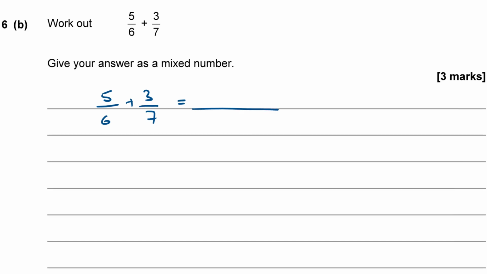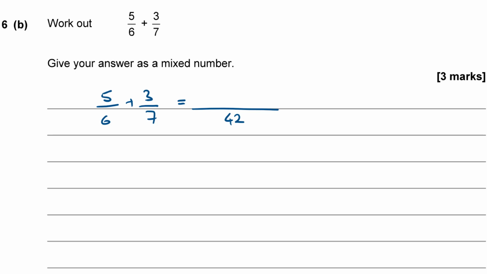You're always going to get one by multiplying the two together. 6 times 7 is 42. There is sometimes a smaller number that is a common multiple of both, but in this case there isn't. 42 is the smallest number that 6 and 7 both go into.